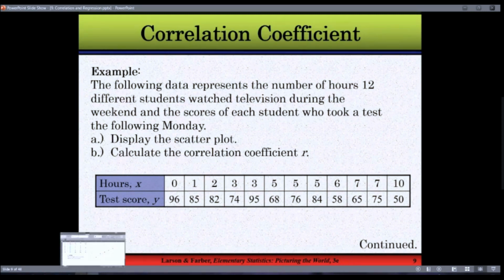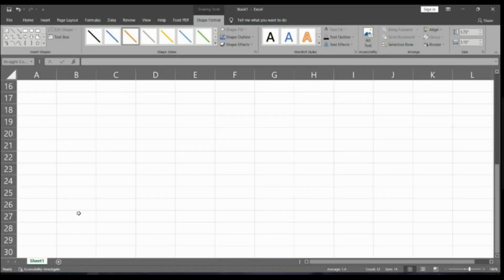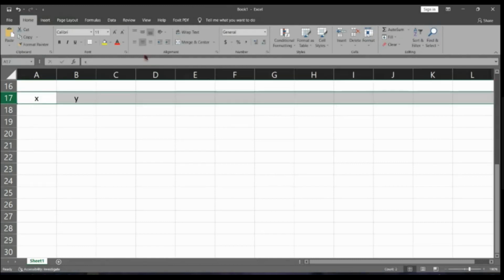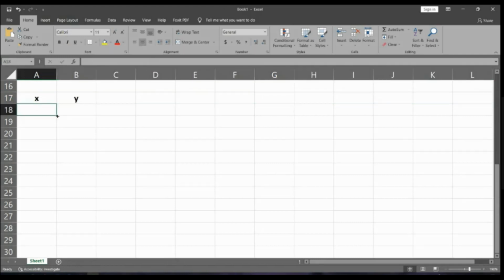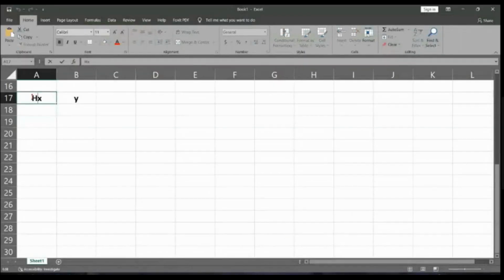I'll be copying this data in our Excel. So again, we have X and Y. So these are the number of hours. Let me add hours here. And this is the scores.